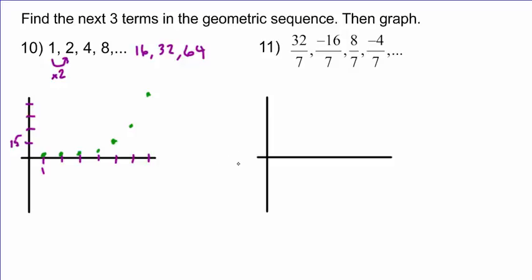All right, let's take a look at 11. This is kind of a funky one, but I'm going to ignore denominators. There's 7 all the way across, right? But if you look at numerators, we're multiplying by negative 1/2. We saw a sequence like that earlier, but here it is again. So that means my next 3 numbers would be 2/7, negative 1/7, and then the last one, if you do 1/7 times 1/2, that's 1/14.